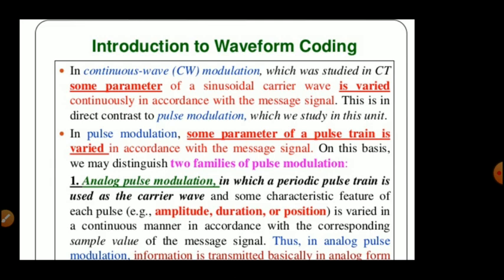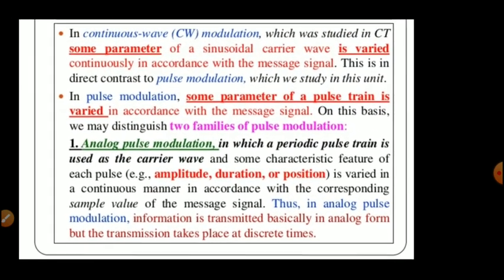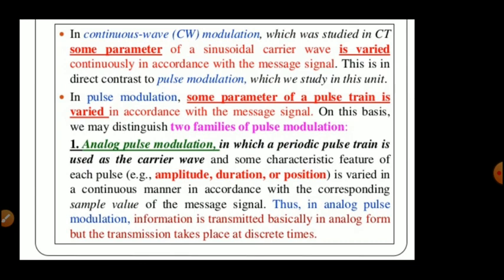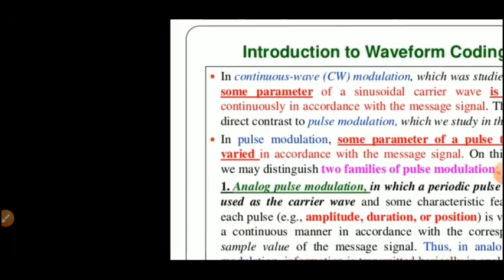On this basis, we may distinguish two families of pulse modulation. One is analog pulse modulation, in which a periodic pulse is used as the carrier wave and some characteristic feature of each pulse, amplitude, duration, or position, is varied in a continuous manner in accordance with the corresponding sample value of the message signal. In analog pulse modulation, information is transmitted basically in analog form, but the transmission takes place at discrete times.